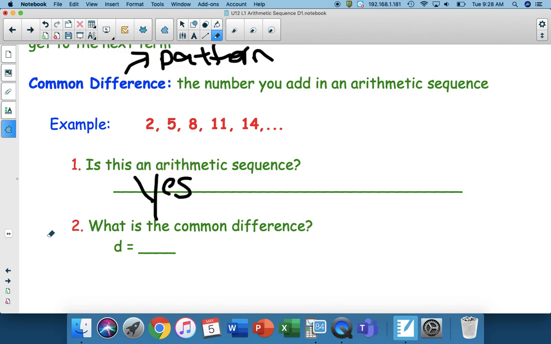There we go. I hope you guys notice this common difference, because the common difference is going to be 3. Your common difference is 3 here. That means you're adding 3. Sorry, guys, my iPad's acting a little funny right now. That means you're adding 3 to each number in the pattern to get the next number. Okay?